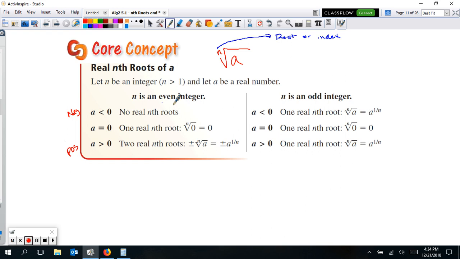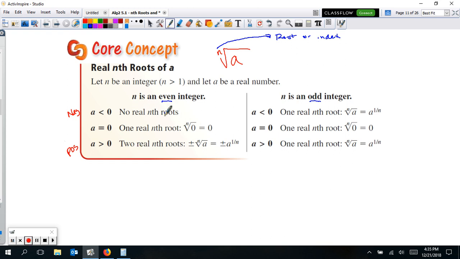There are two types, and you can see we have two columns. One is when n is even, like 2, 4, 6, and so on. The other column is when it's an odd number. We're not going to ever see it with a 1, but it could start with a 3, a 5, 7, and so on.